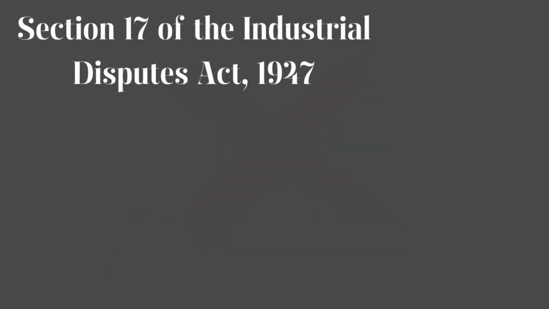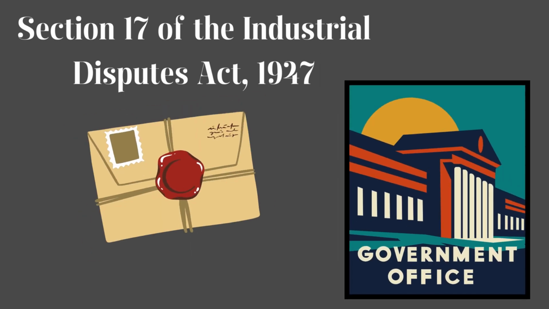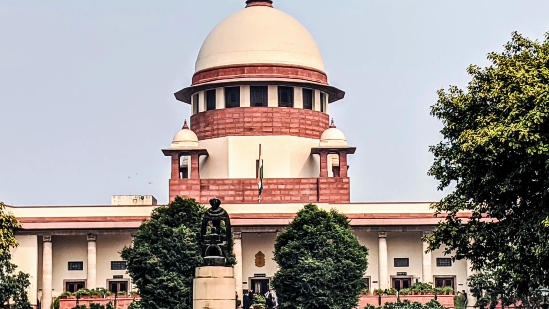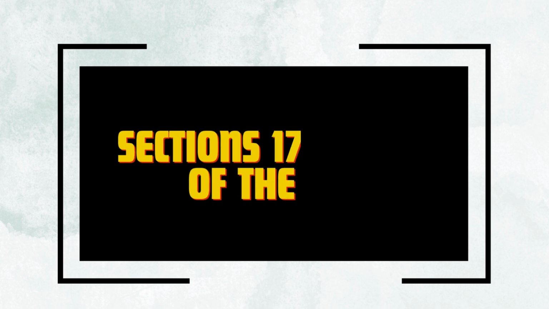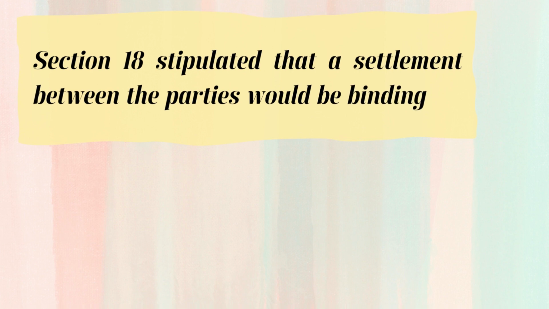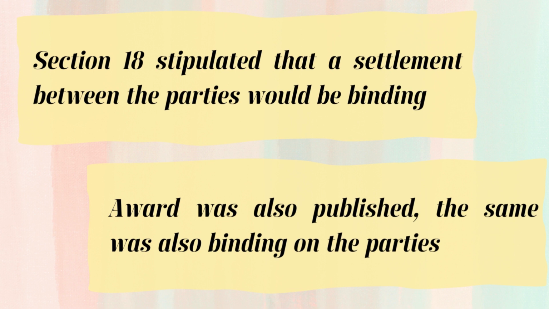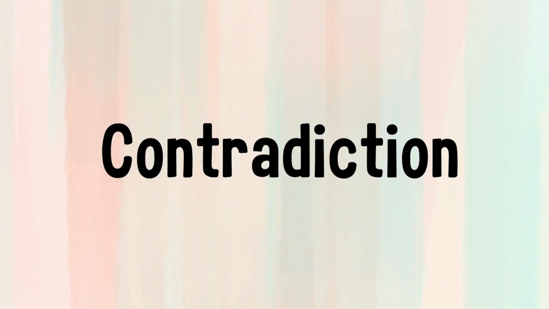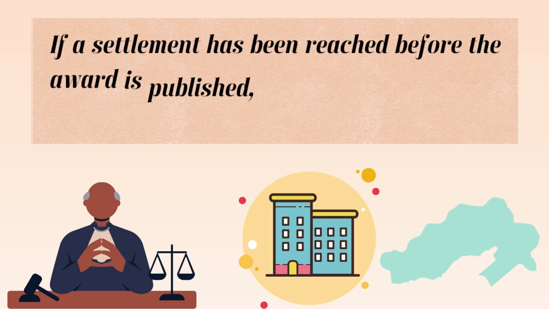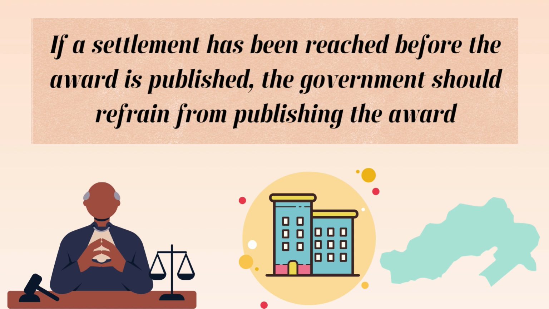Section 17 of the Industrial Disputes Act 1947 mandated that the appropriate government must publish the award within 30 days of its receipt. When the case reached the Supreme Court, the court observed a conflict between Sections 17 and 18 of the Act. Section 18 stipulated that a settlement between the parties would be binding, but in the present case, as the award was also published, the same was also binding on the parties, thus creating a contradiction. Applying the doctrine of harmonious construction, the court held that if a settlement has been reached before the award is published, the government should refrain from publishing the award.